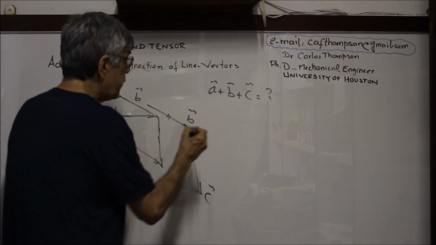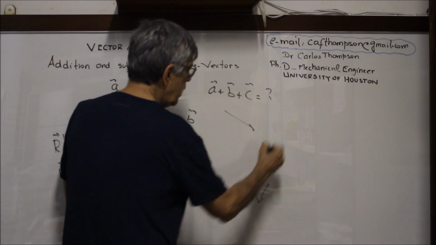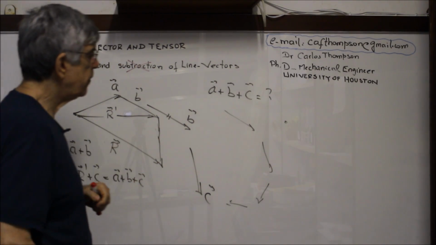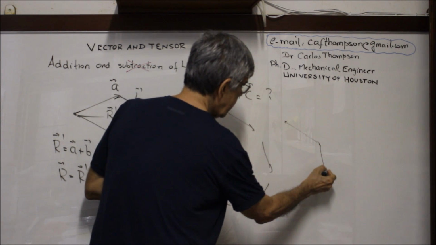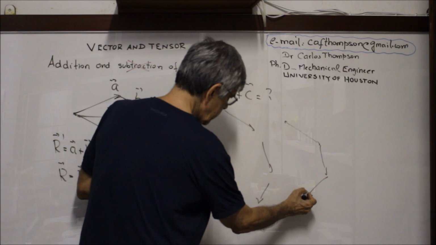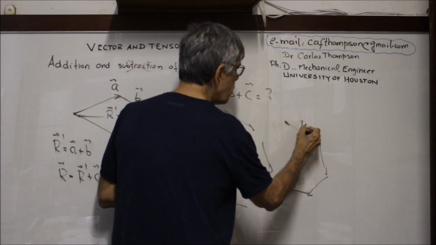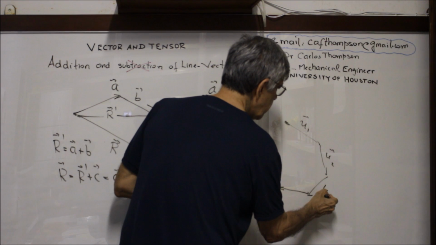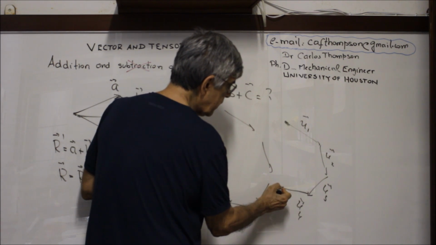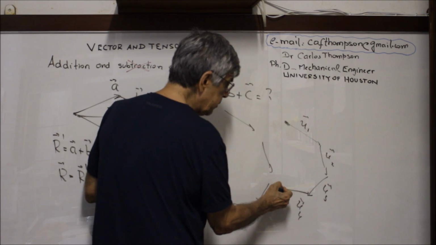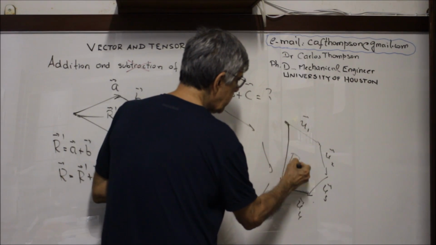So if you want to sum several vectors, you just take a common point and draw parallel to that, parallel to that, and parallel to that. Now the initial point of the first vector, let's call them u1, u2, u3, and u4, is the initial point, and the final point is the extreme point of the last vector. If you join these two, this is my r.